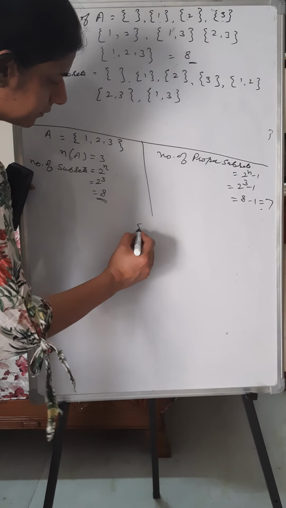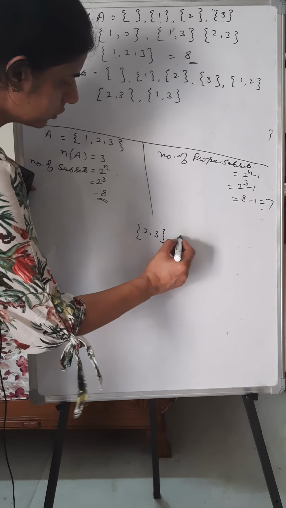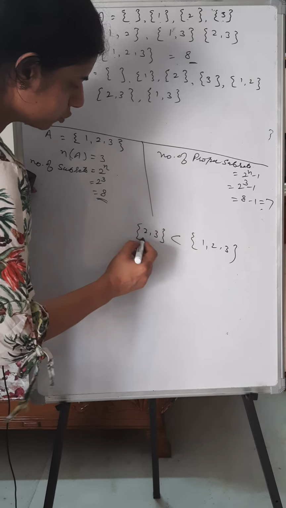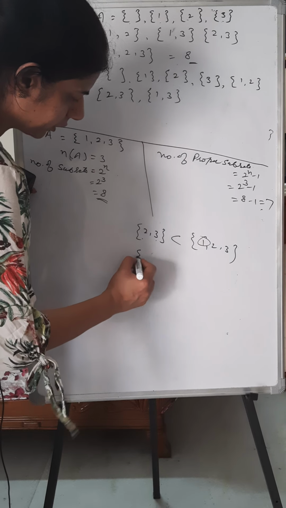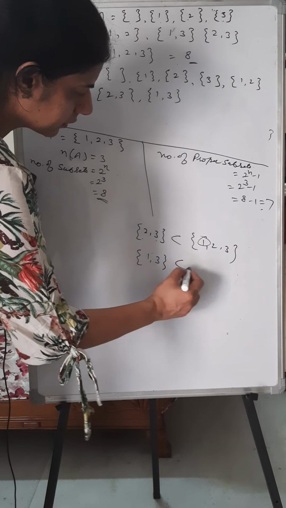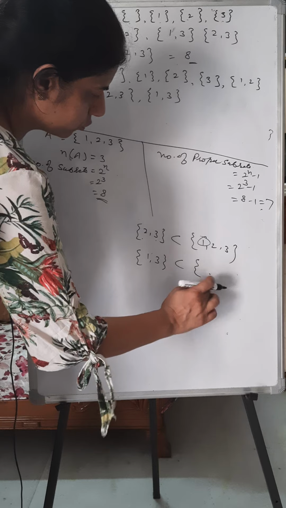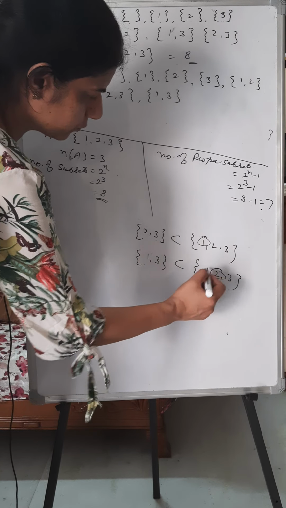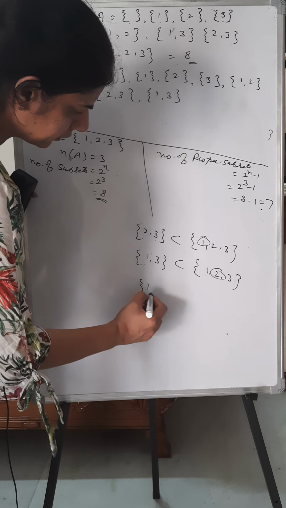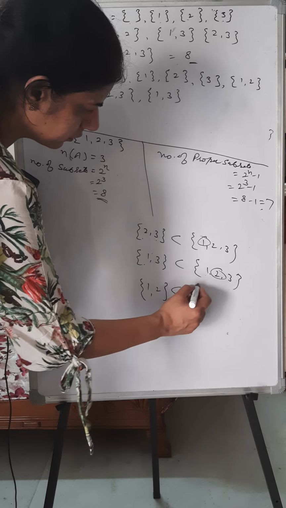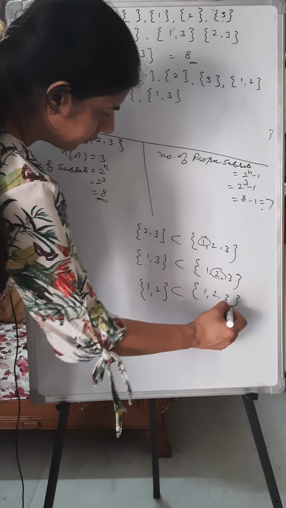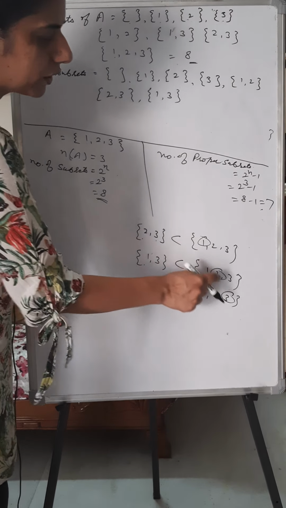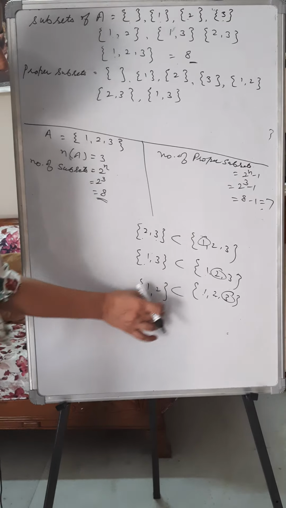2 3 is a proper subset of 1 2 3, because 2 and 3 are there, 1 is the extra element. If 1 3 is there, 1 and 3 are there, 2 is the extra element. 1 2 is there, 3 is the extra element. For the proper subset one more element is required, which is not present in this set.